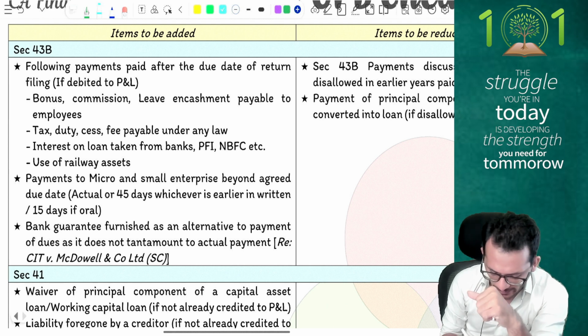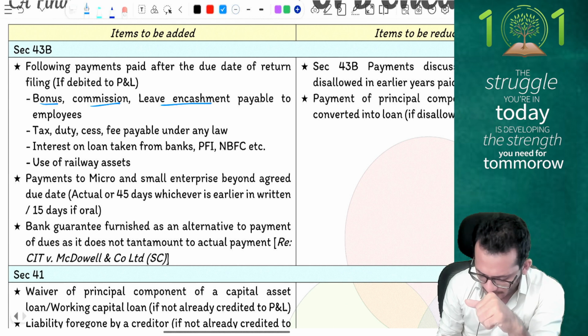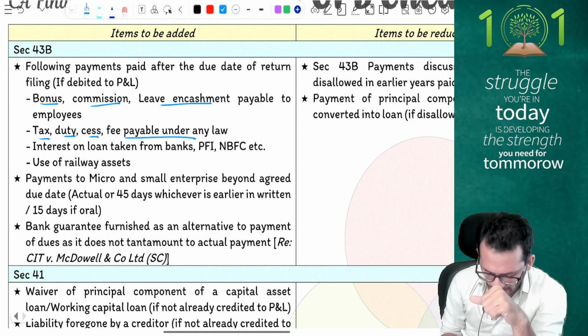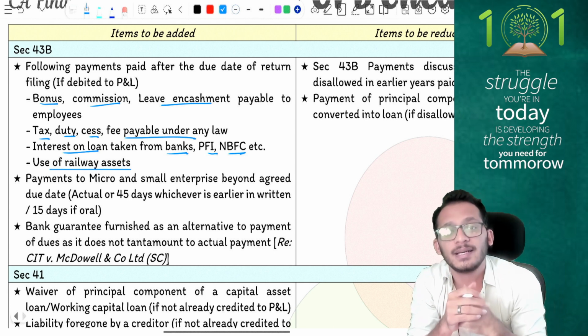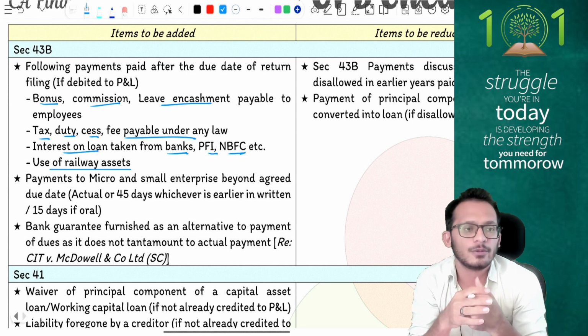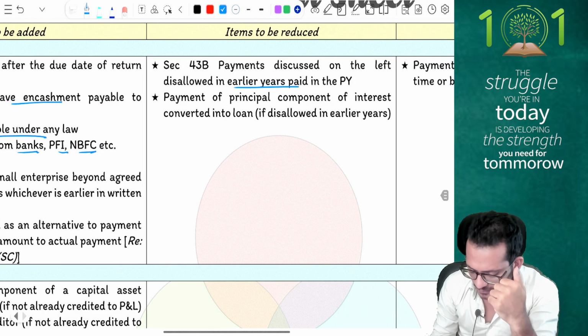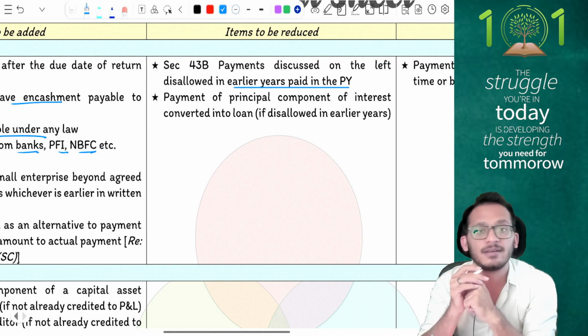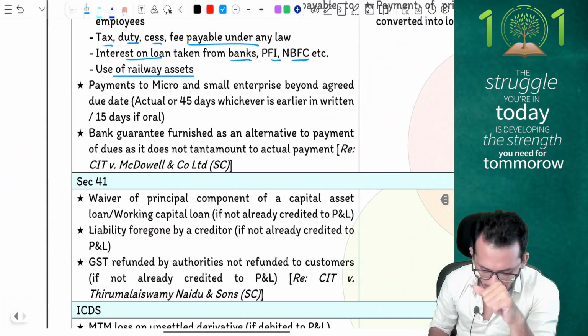The items are any kind of bonuses, any kind of commissions, any kind of leave encashment, any kind of tax, duty, cess, fees which is payable under any laws, any kind of interest on loan taken from banks, PFIs, NBFCs, and any kind of use of railway assets. These are all payments which will get disallowed if the payment is not made before the due date of return filing. These payments, if made in the subsequent years, will be allowed as a deduction and therefore can be claimed as a reduction. What are the items to be ignored? We will come to that later.